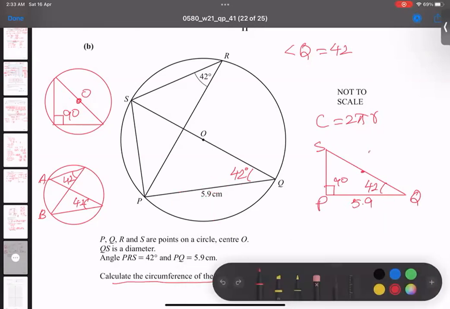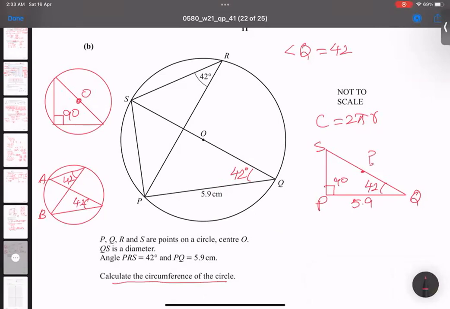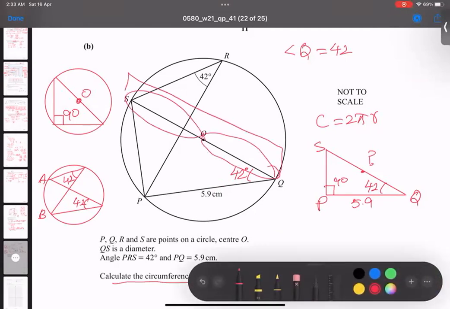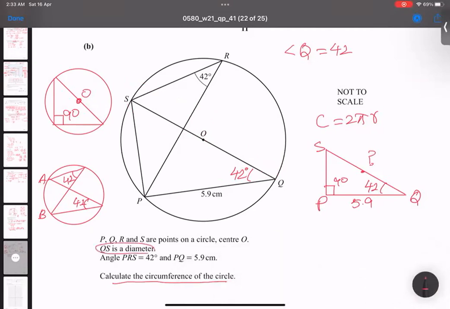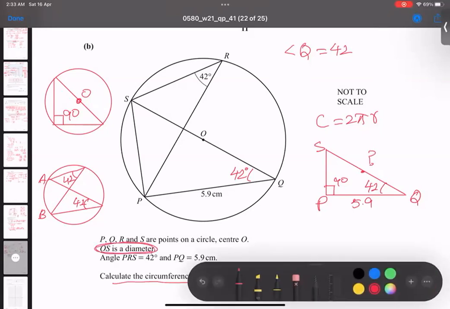I want to find the hypotenuse from here. Why hypotenuse? Because this is called radius, this is also called radius, and the full is called diameter. If I find the diameter, I will divide by 2 to get the answer. So SQ is actually the diameter. Even he mentioned here that QS is a diameter.